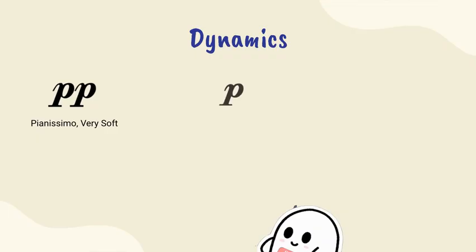The next one, and you might be able to guess just based on the first one, is P, which stands for piano, which means just soft. Everyone say piano, piano. It just means soft, nice and easy.